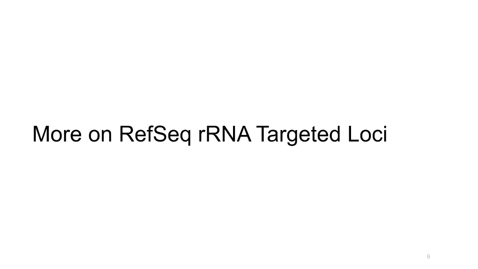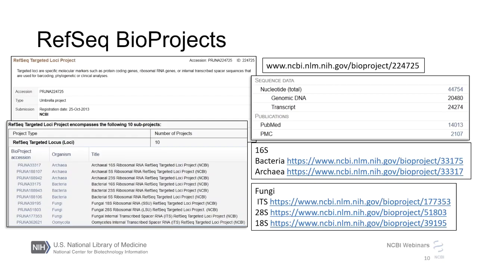Okay, so a little bit more about these targeted loci data sets that we have. One way to access them is through the bioprojects site. There are a number of these. I've highlighted the ones we're going to talk about today: the 16S for Bacteria and Archaea, the fungi, the internal transcribed spacer region, the ITS, the 28S, and the 18S. And those are the bioproject IDs. These are all part of these targeted loci projects that we have at NCBI. What's good about these bioproject identifiers is they're very useful for retrieving these sets of sequences from the Entrez system, and I'll show you that in a little bit.